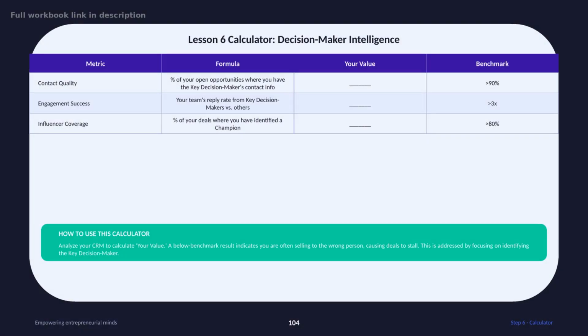This measures how well you actually know your decision makers right now. For contact quality, calculate what percentage of your open opportunities include real contact info for the key decision maker. For engagement success, compare your reply rate from decision makers against everyone else you're emailing. And for influencer coverage, check what percentage of your deals have an identified champion at all. A below benchmark result here usually means you're selling to the wrong person by default, and that's exactly what identifying the key decision maker is meant to fix.